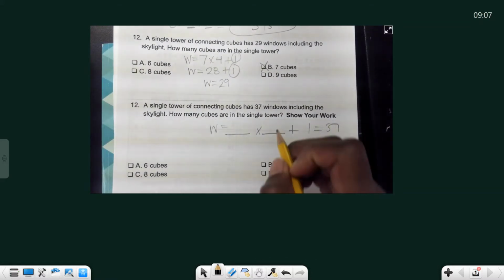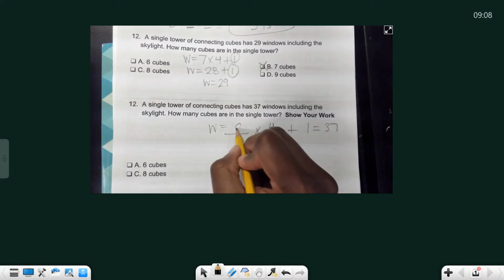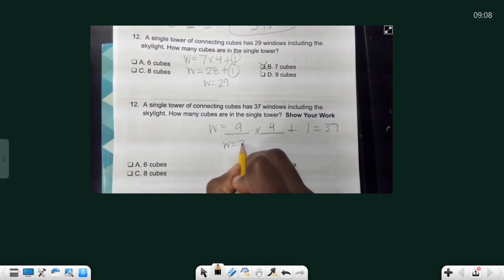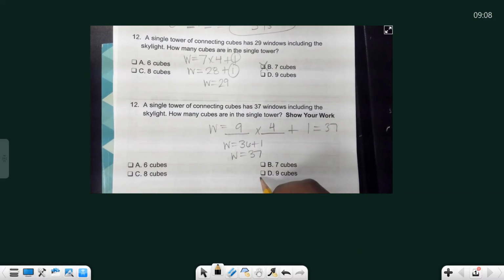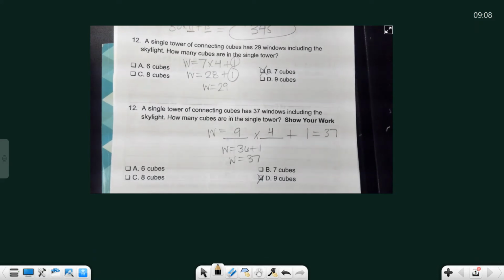And you know, one of these numbers is going to be a 4. So what can you do times 4 to get you close to 37? Ooh. Noah. 9. 9 times 4 equals what? 36. Plus 1. 37. That is correct. There we go. All right, next page.